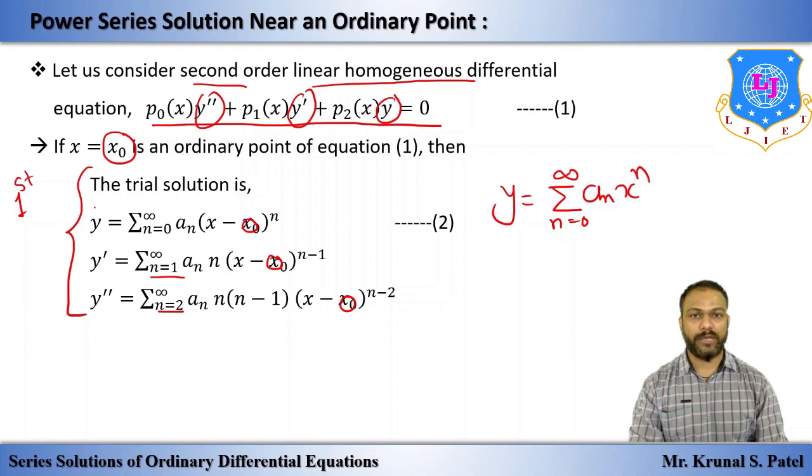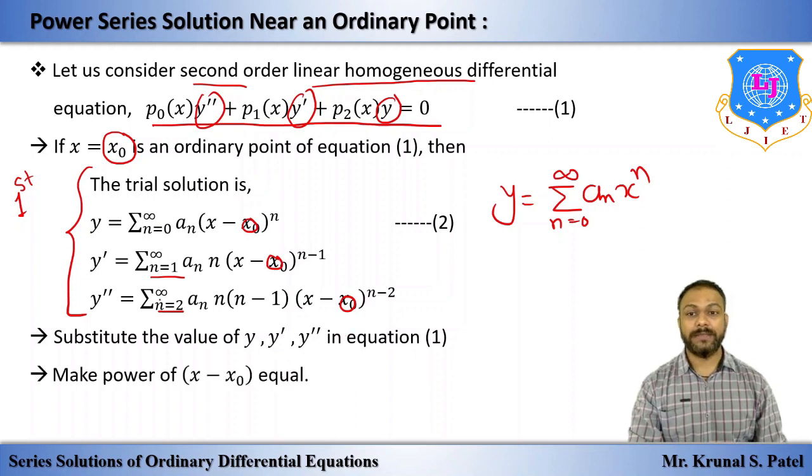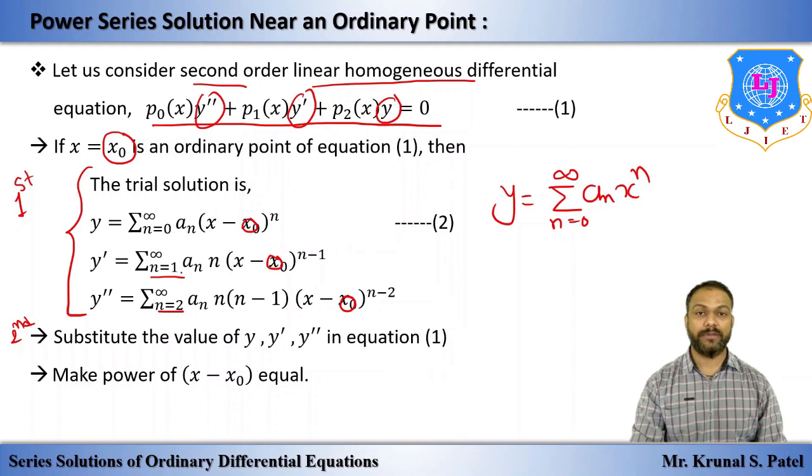First step, write down the trial solution. Second step, we have to just put this value of y dash and y double dash in equation number 1. So substitute the value of y dash and y double dash in equation 1. We have to just remember 5 to 6 steps. So first step, write down the trial solution. Second step, substitute all these values in equation number 1. Third step, we have to just simplify.